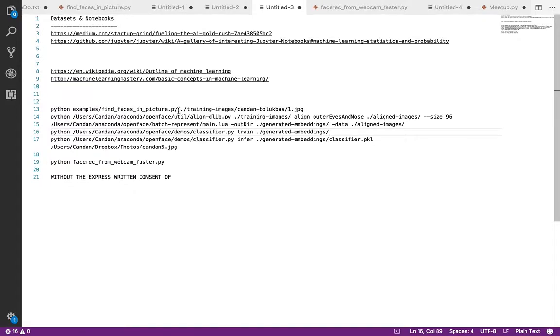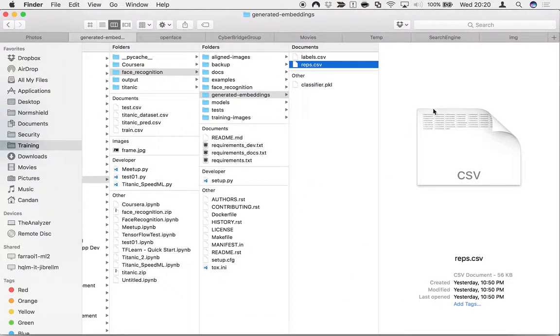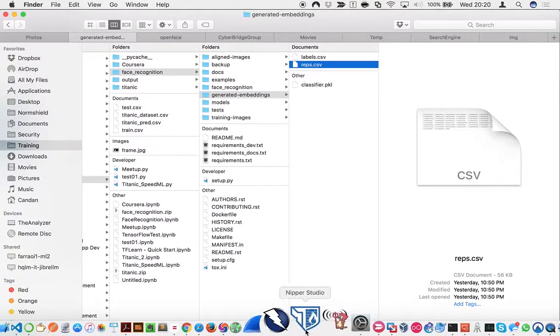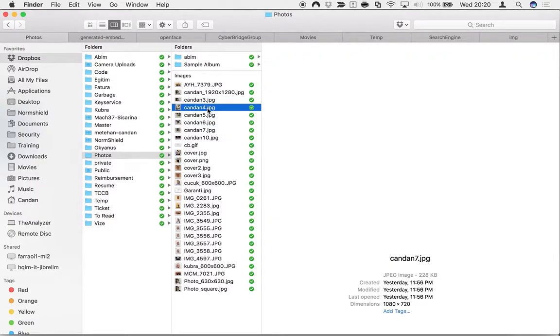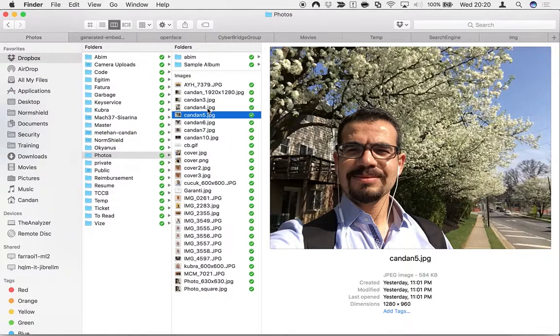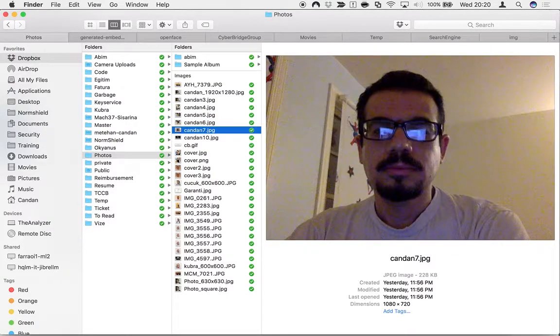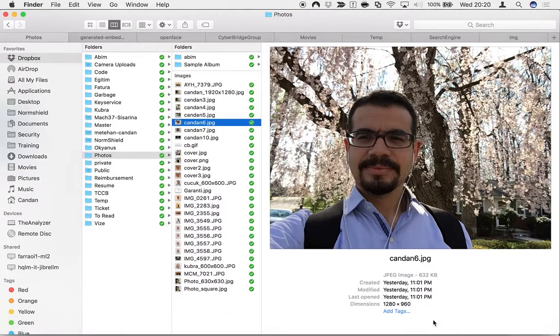So this is going to generate your classifier. It's a binary representation of your data for fast access to data. So I'm going to use this to predict some of the faces. I will not use exactly the same images, of course. I am going to use different images. I have my 5, 6, 7 right here to predict.